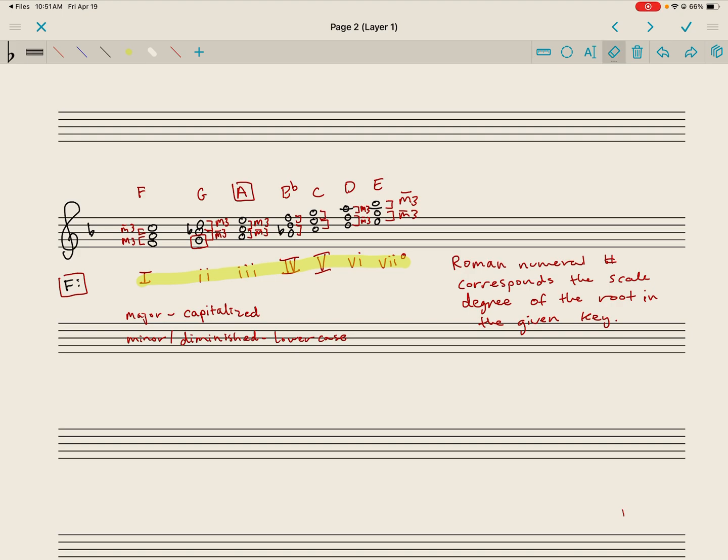So the Roman numeral corresponds with the scale degree, and the uppercase versus lowercase for those Roman numerals determines the quality, or identifies it, rather.